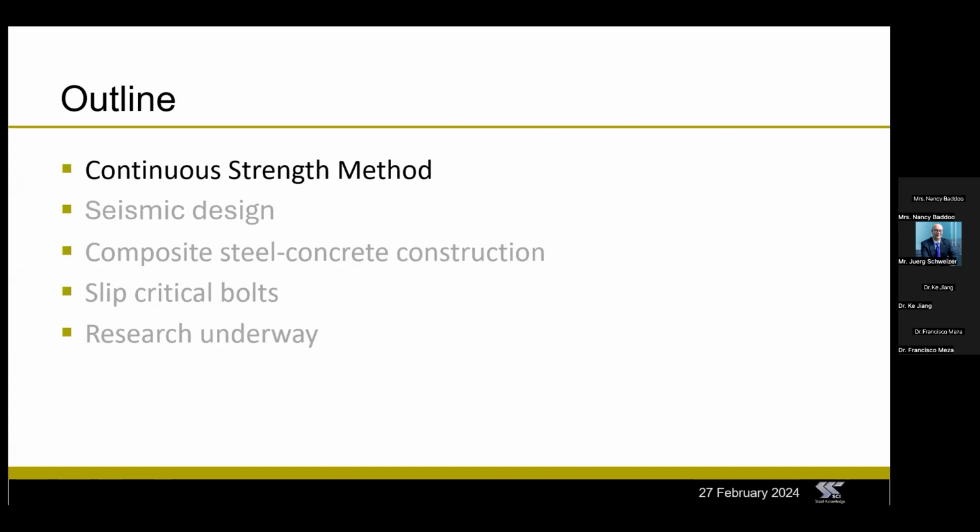Okay, so hello everyone, and welcome to this last webinar. Here you have the outline of what we're going to cover today. I'm going to start by giving you an introduction to the continuous strength method, which is a new design method for calculating the cross-sectional resistance of stainless steel members. And then I'm going to tell you about the situation with the seismic design of stainless steel structures. And after that, I'm going to hand over to Nancy, who will talk about the design of stainless steel composite members and slip-resistant connections. To complete the webinar, Nancy will also tell you a little bit about the research on stainless steel, which is currently underway.